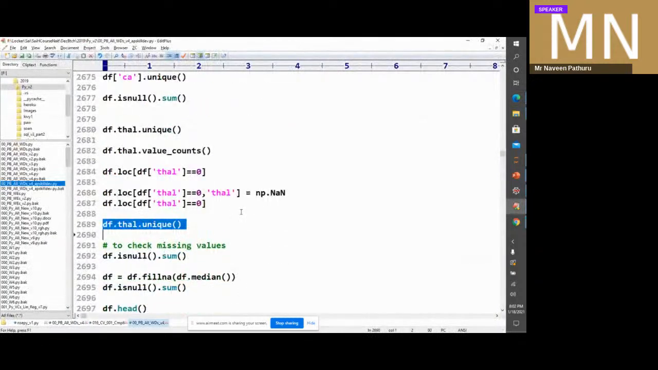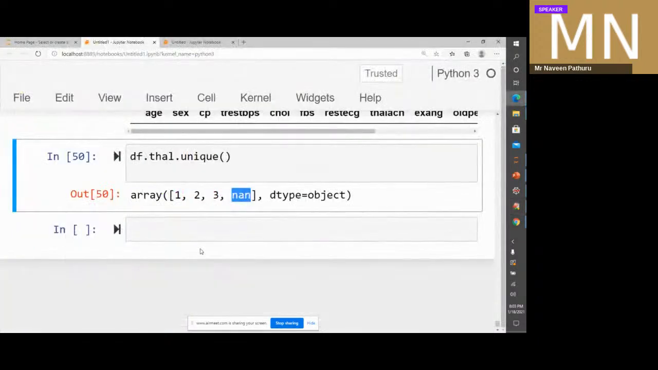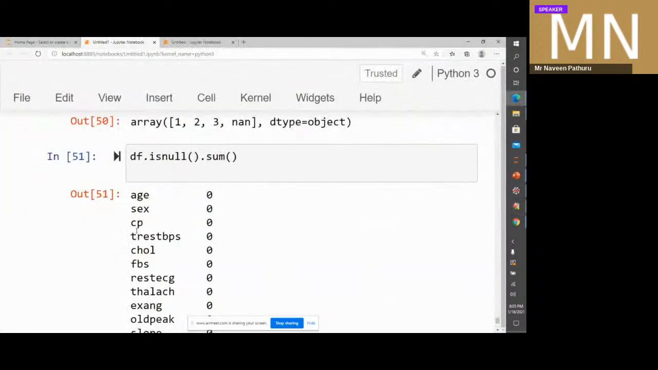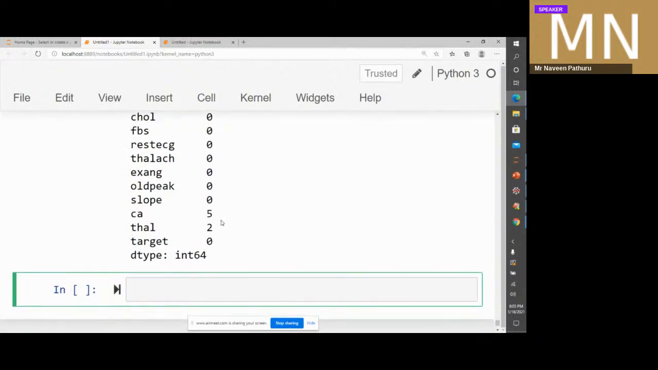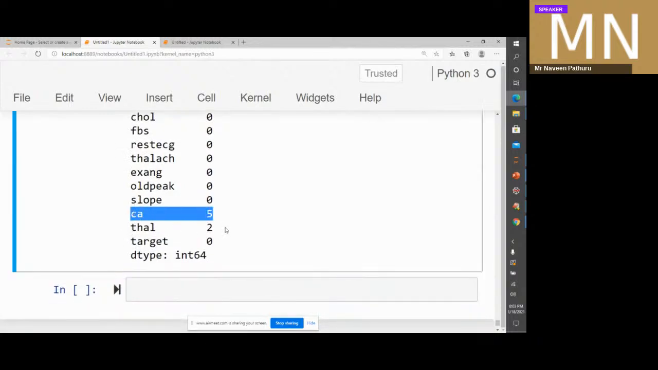Okay. Then what do we do? You ask the data frame, hey, now how many null values do you have? Notice now we have introduced 2 for thal and 5 for CA. So we manually introduced this. What is this? This is the process of data cleaning, guys. We are identifying some of the bad data. We're trying to replace them with np.nan, which is a standard practice.